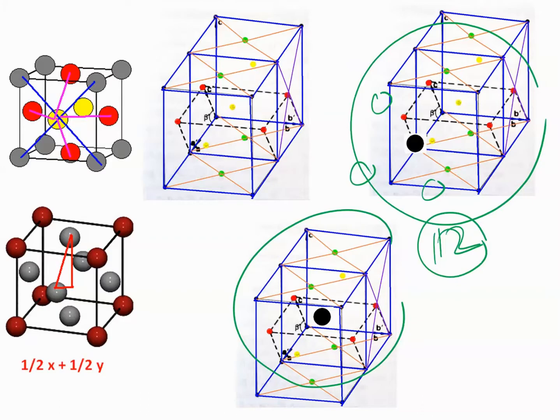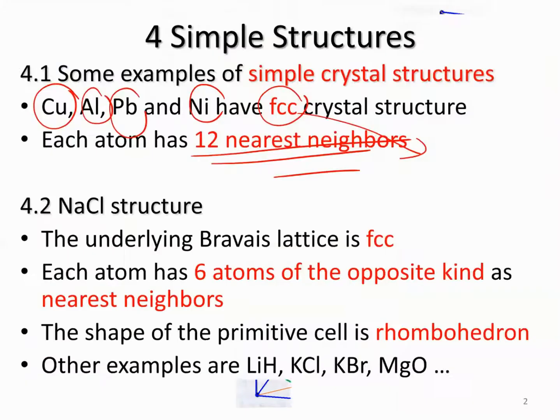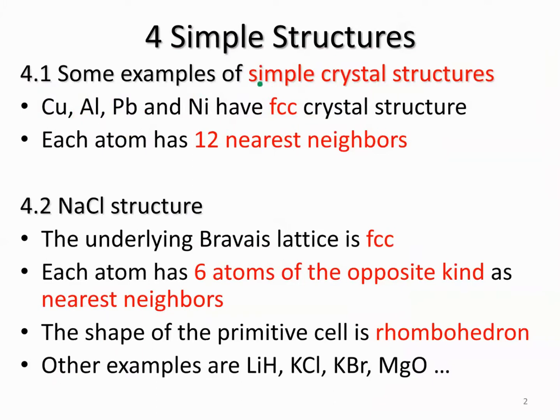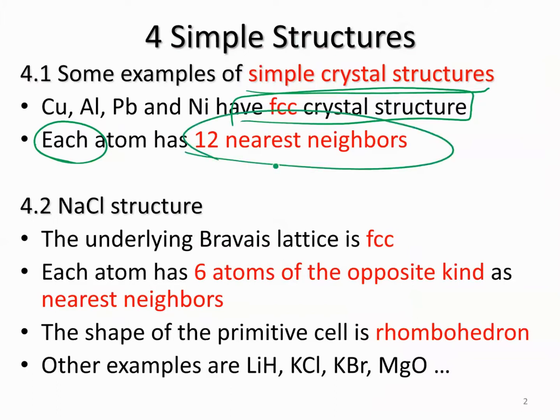This slide has actually explained this statement. For the FCC crystal structure, each atom, no matter whether at the plane or at the corner, has 12 nearest neighbors with the same distance.